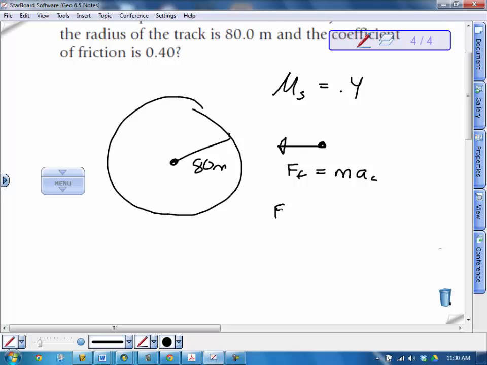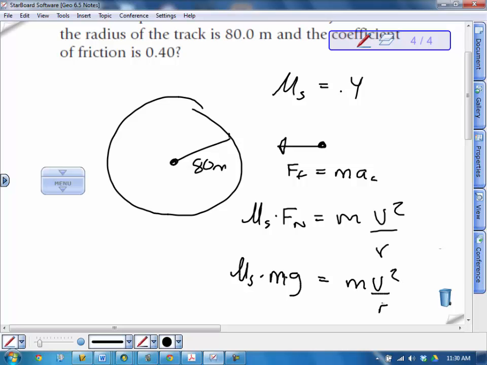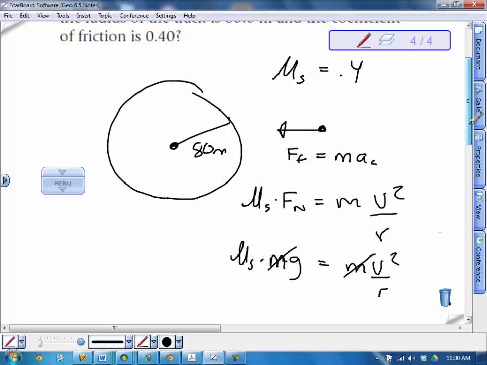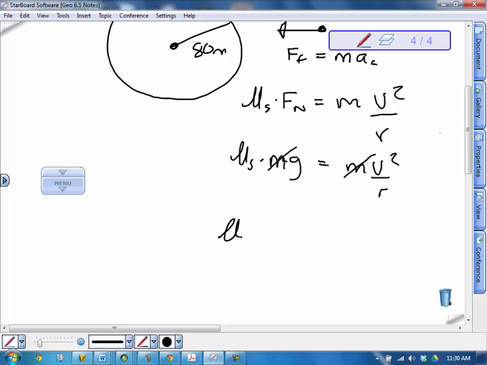So we need to do this. This is the frictional force, which is just mu sub s times the normal force. And then the centripetal acceleration on your formula sheet is v squared over r. The normal force is mass times gravity. And the masses will cancel. And so you have mu sub s times g equals v squared over r.